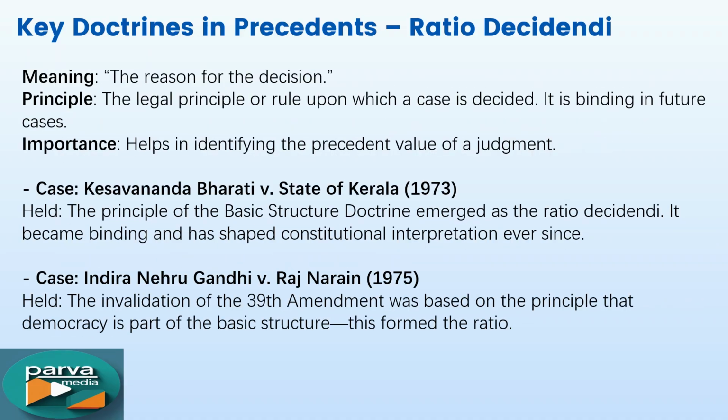Let's explore now the concept of ratio decidendi, which literally means the reason for the decision. When a judge reads out the decision, he also provides a detailed reason behind the decision. Okay, so in legal terms, it refers to the principle or rule of law that forms the foundation of the court's judgment. Why the judge has taken the decision, the reasons will be there in the ratio decidendi, and this is the binding element of a judgment. Okay, it is part of the judgment and everybody must follow this.